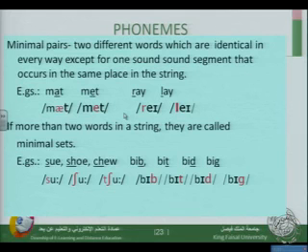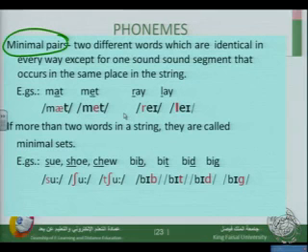With phonemes, we have something called minimal pairs. What do minimal pairs mean? These are terms you also need to know. Minimal pairs are two different words which are identical in every way except for one sound segment that occurs in the same place in the string, like mat, met, ray, lay. These are called minimal pairs. The two words are identical, but there is a difference in one sound that happens in the same place.